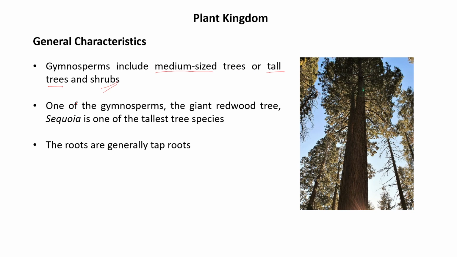One of the tall trees is Sequoia. It is one of the gymnosperms, also called the giant redwood tree, Sequoia gigantea. This is the tallest tree species known to date, and the roots are generally taproots. So gymnosperms have a taproot system.